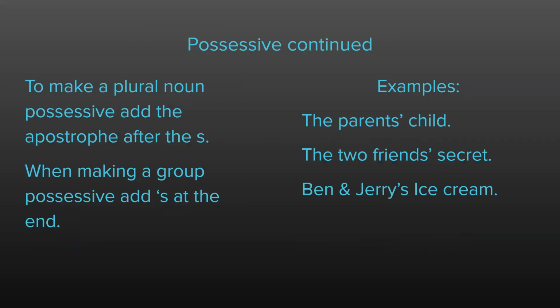Possessive continued. To make a plural noun possessive, add the apostrophe after the s. So when making a group possessive, add the s at the end. So, the parent's child. Whose child is it? Or who's the child? The parent's child. The two friends' secret. Whose secret is it? Is it the two friends?